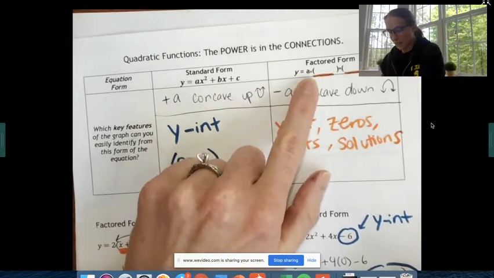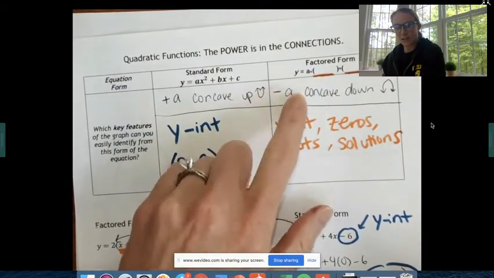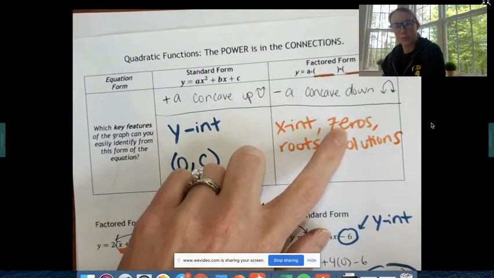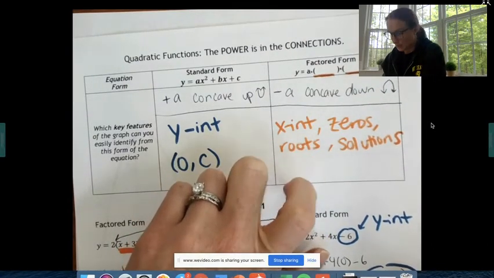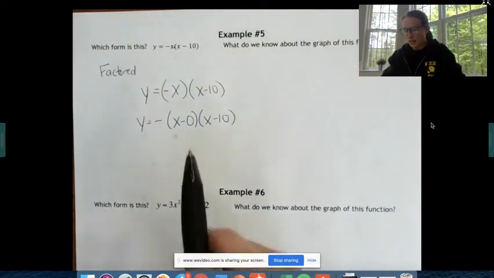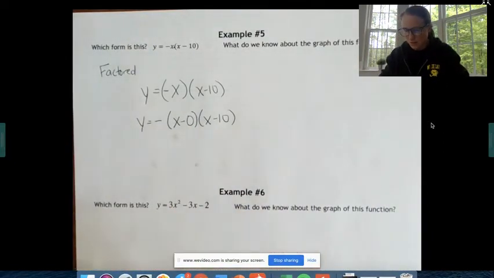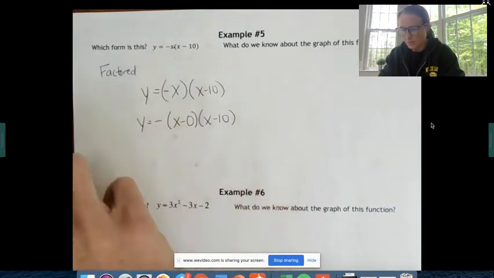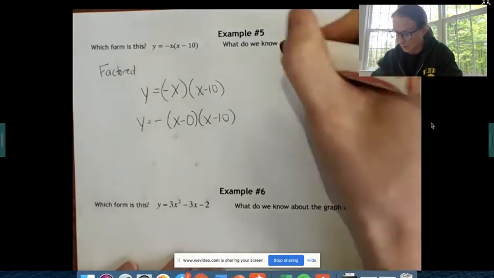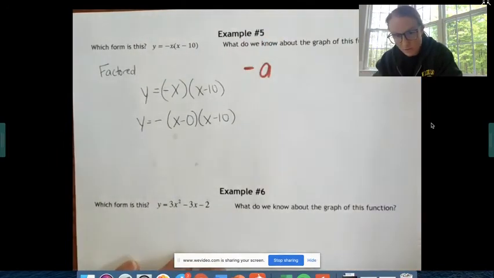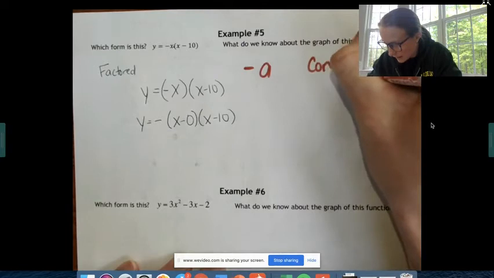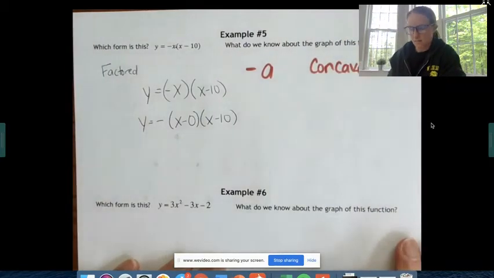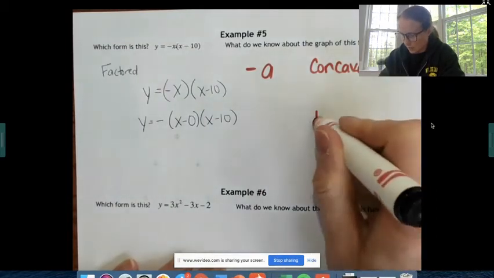Factored form, we know that the a value is going to tell us our concavity, and we know that factored form is going to show us our x-intercepts, or another word for that is zeros or roots or solutions. So let's look at each factor. First I'm going to look at the a value. This a value is negative, which means it's going to be concave down. We've got an upside down parabola.